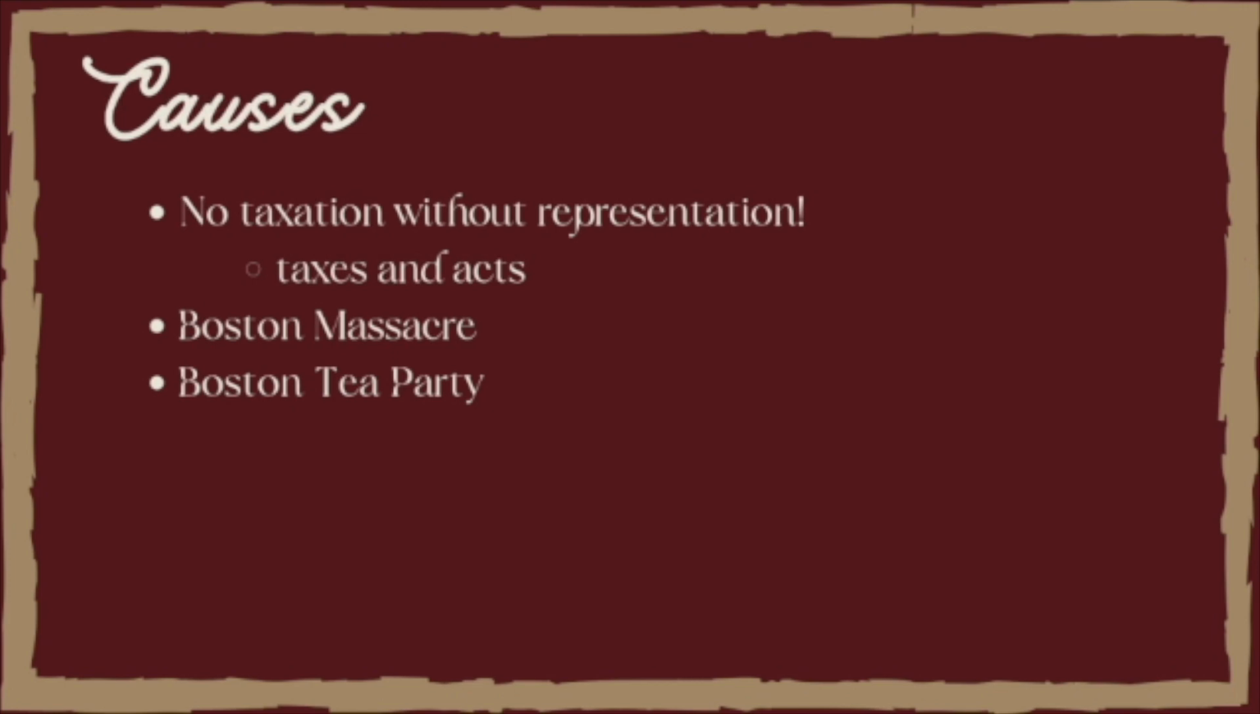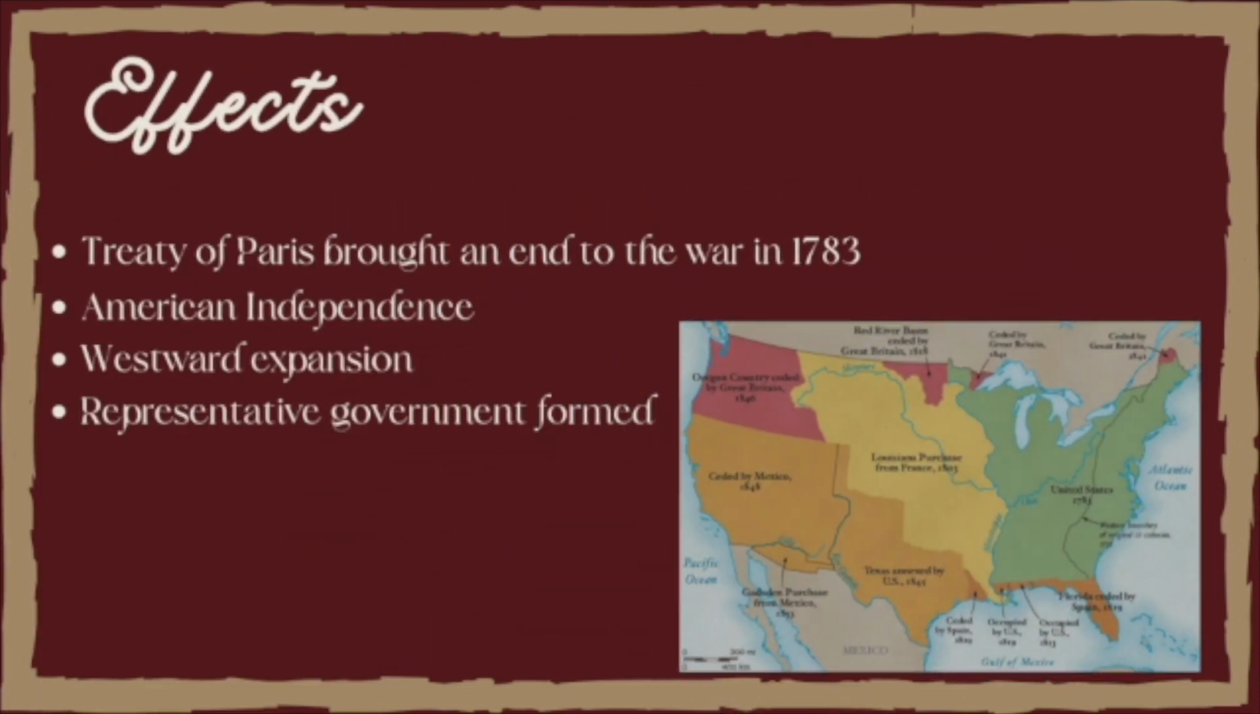And therefore, what Britain does here is they shut down the Boston harbor, and no more ships are allowed in or out, which is going to stop all importing and exporting until the price of the tea is made up for by Boston. And these are the big three things here that are going to lead up to the American Revolutionary War. So as we go through the war, we get to the effects here, just like with the French and Indian War. Treaty of Paris brings it to an end.